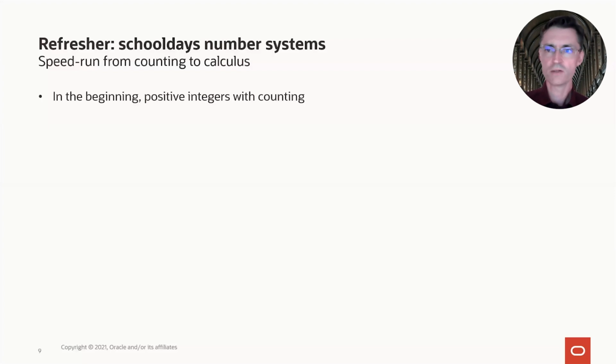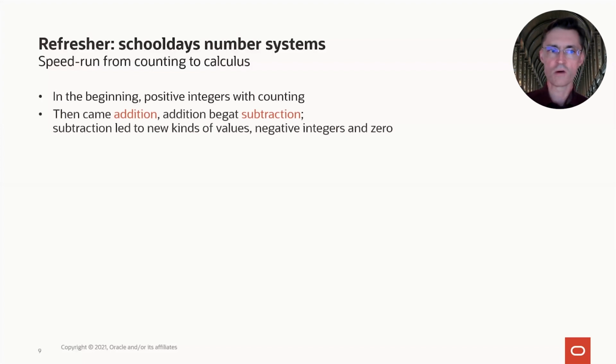First, we'll do a speed run of the different mathematical systems we've used, starting with counting and ending up with what we use in calculus. In the beginning, we just start counting with positive integers. Soon on, we move to addition. Once we have addition, we then add the inverse operation of subtraction.